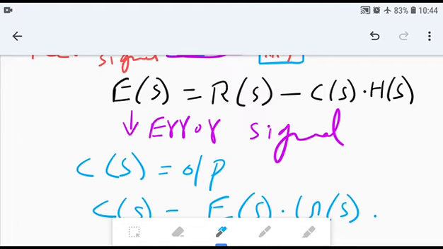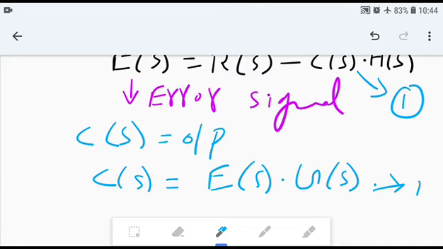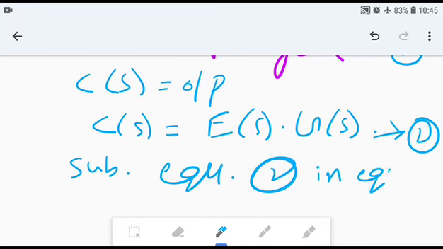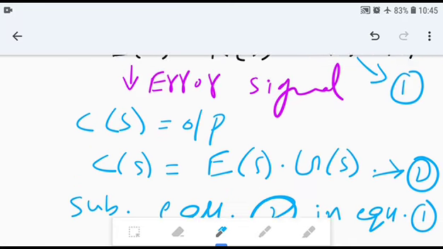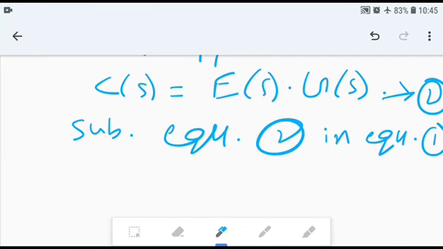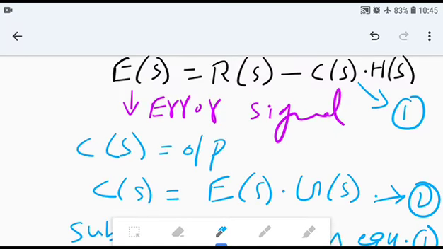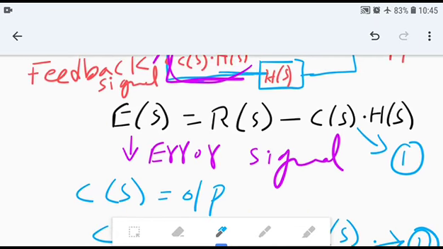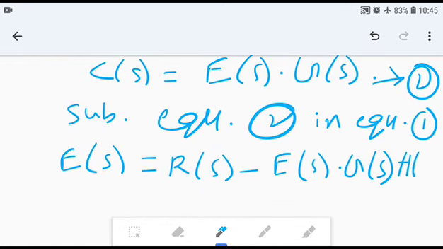Now we are going to substitute. Take this error signal equation as equation 1 and this C(s) equation as equation 2. We are going to substitute equation 2 in equation 1. So we write E(s) is equal to R(s) minus C(s) into H(s), and in place of C(s) we substitute equation 2, that is E(s) into G(s), into H(s).